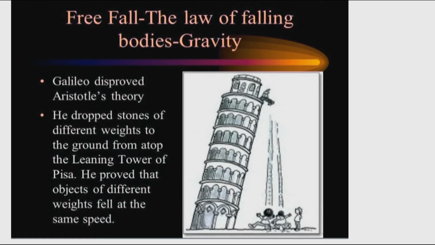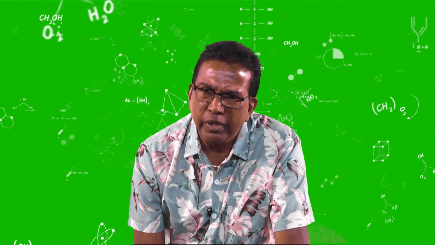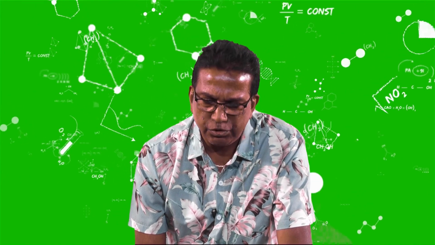Both will reach the ground at the same time because both of them are accelerating to the same extent. And this acceleration due to gravity is called the acceleration of free fall. The value is 9.8 meters per second squared, to be precise, but for us, we will be using 10 meters per second squared in order to ease mathematical calculations.